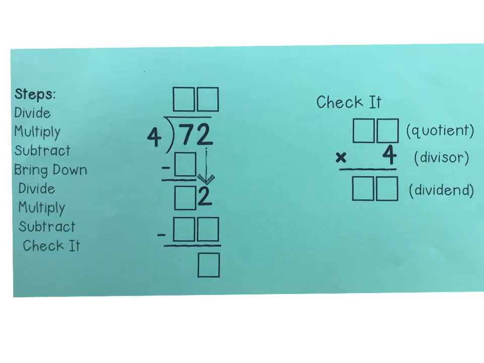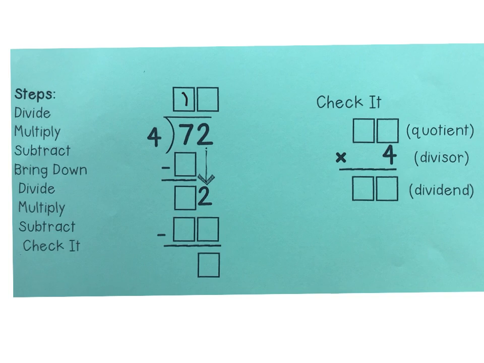Okay, in this next problem we have 72 divided by 4. So look to the left, see your steps. First we're going to divide. So we have 7 divided by 4 is equal to 1. And the way I kind of get that, sometimes I just count it by 4s. 4, 8, oh that's too many, so I have to go back to just 1 4.